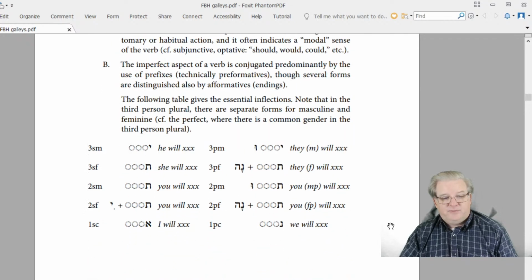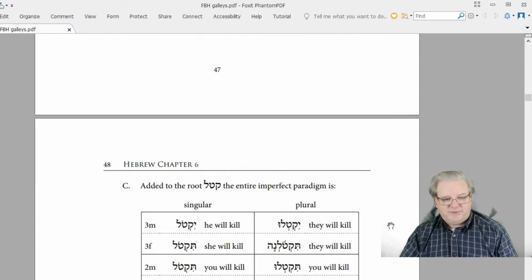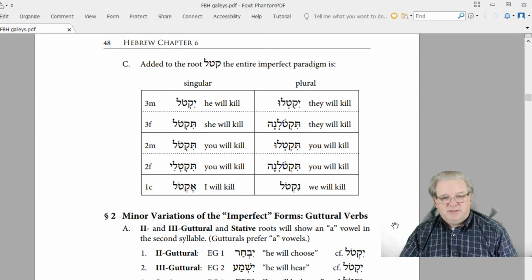Preformatives and some aformatives. I think I got them all right. Yik, tick, tick, tick, ek. Yik, tick, tick, tick, nick. Yeah, there's tick-to-lee. There's yik-to-loo, tick-tolna, tick-to-loo, tick-tolna. Yep, good so far. There's the katal. Don't see any errors here. So many ways to be wrong.